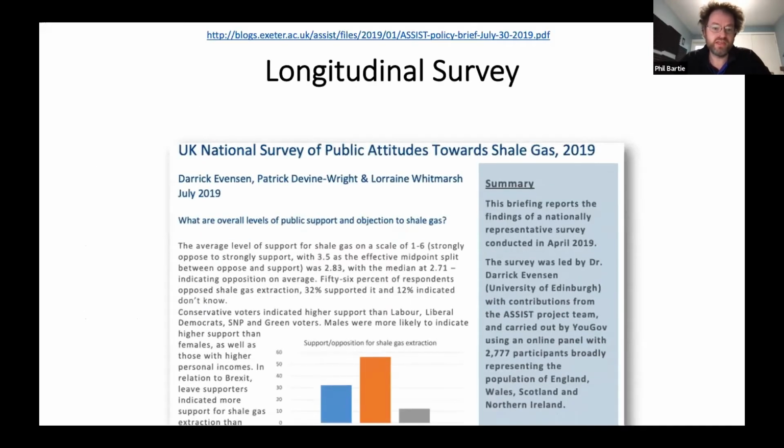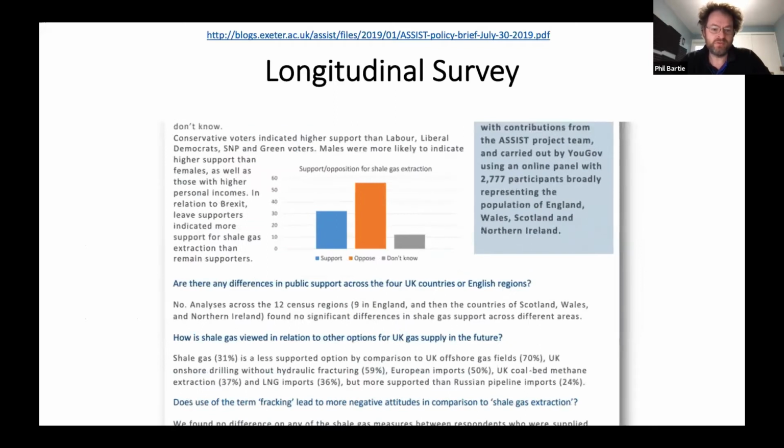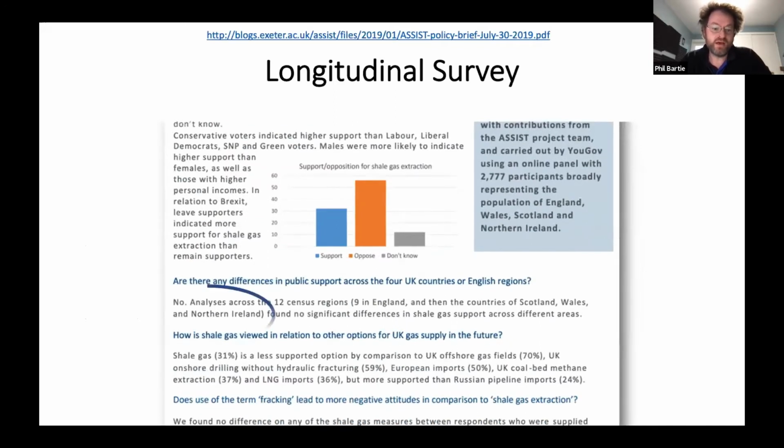So the longitudinal survey, this came out fairly recently, a kind of short paper on what they found from wave 1. And in terms of the support, about 30% supported the idea of shale gas extraction, around 55% said no, and about 10 or 12 something said they didn't know if they supported it or not. But what's interesting is the overview from this research was, are there any differences in the public support across the 4 countries? And no, there's no real differences. Across the country regionally, you don't find any variation in terms of their level of support of shale gas. So that's the longitudinal study.